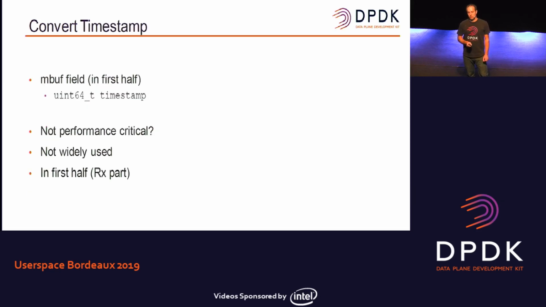There is a field for timestamp. So it is just to get the timestamp of the packet, when you received it. The device is able to write it in the mbuf, so you can get it in the application. The thing is that this field is the one field which is in Rx part, but maybe not widely used. So if we can move it, we will gain 64 bits in the Rx part of mbuf.